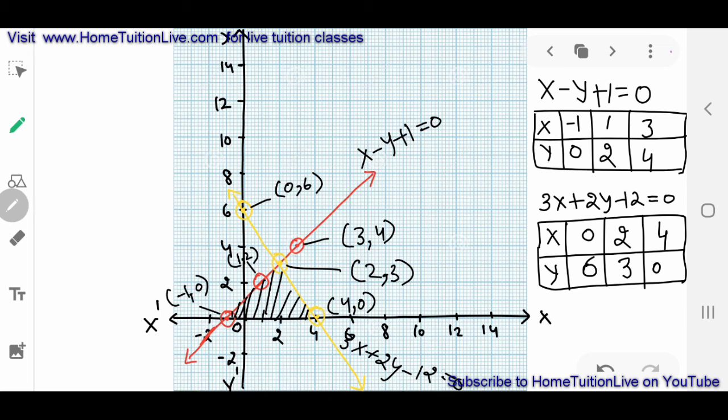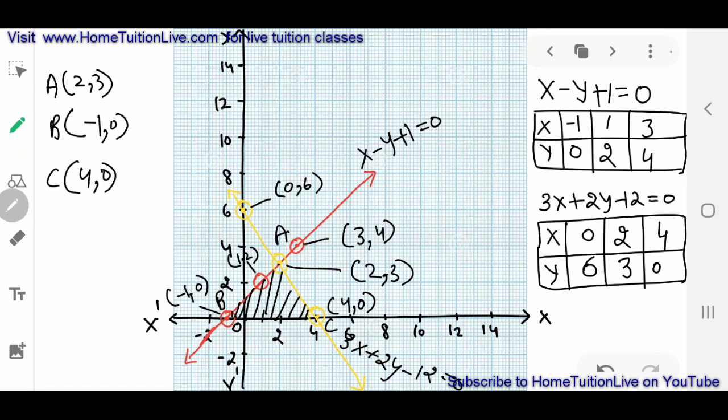So what are the vertices? This is a triangle A, B, C. So the vertices of the triangle are: A point is 2 and 3, which is the intersection point of both the lines. Now B coordinates are -1, 0, and C is 4, 0. So these are the coordinates of the vertices of the triangle.